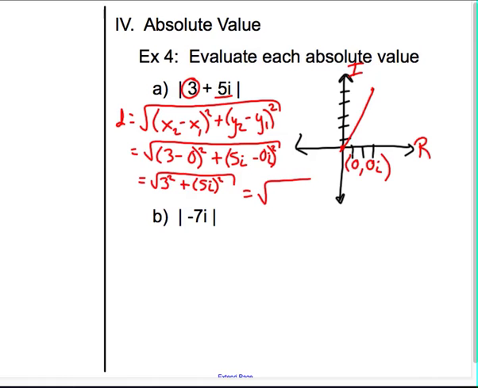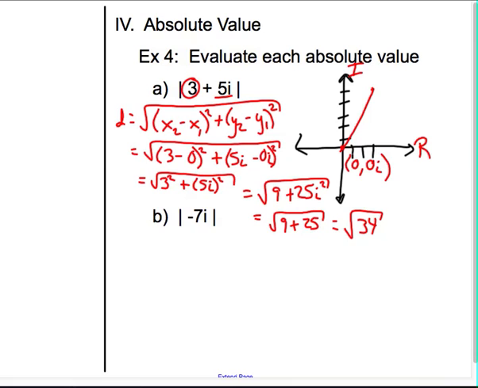So the 3 squared becomes 9, 5 squared is 25, and i squared is i squared. Remember, i squared is 1, so we now have 9 plus 25, which is the square root of 34. 34 has no perfect square factors, so we can't simplify that.